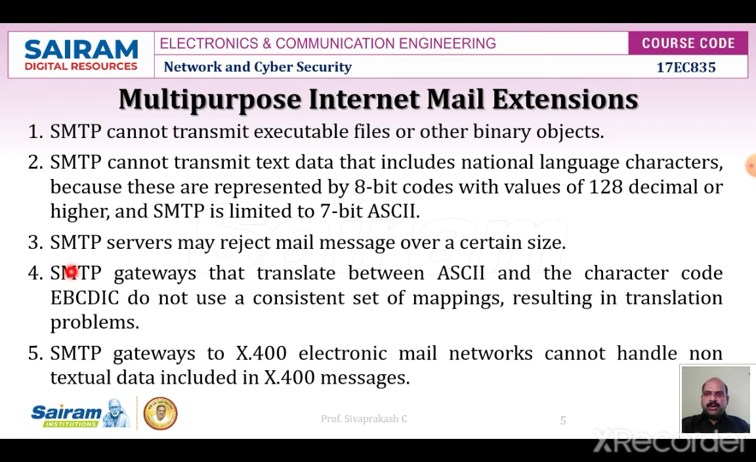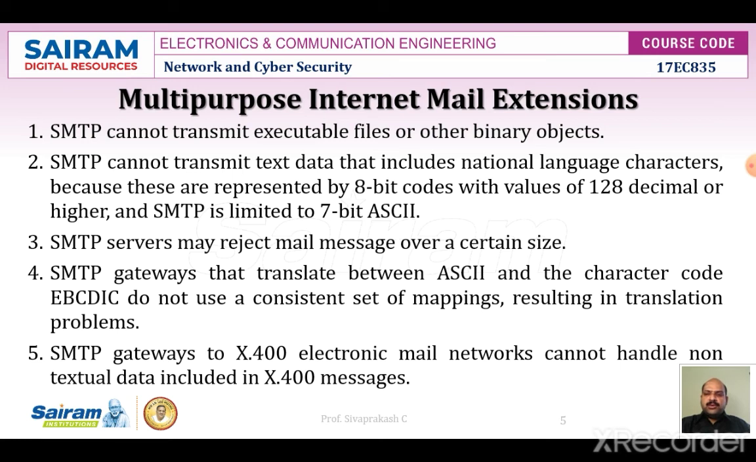The fourth issue that has arisen in SMTP is that gateways that translate between ASCII and other character codes do not use a consistent set of mapping, which results in translation problems. To overcome this, we have to go for an advanced one, which is called MIME. Then the fifth issue: SMTP gateways to IEEE standard X.400 electronic mail networks cannot handle non-textual data which is included in X.400 messages.